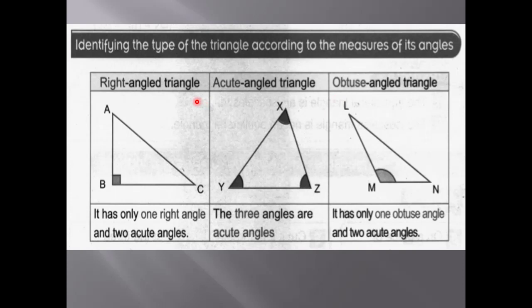So we have three types according to angles. Right angled triangle, it means one right angle and two acute. Acute angle triangle, the three angles are acute angles. Obtuse angle triangle, one obtuse angle.